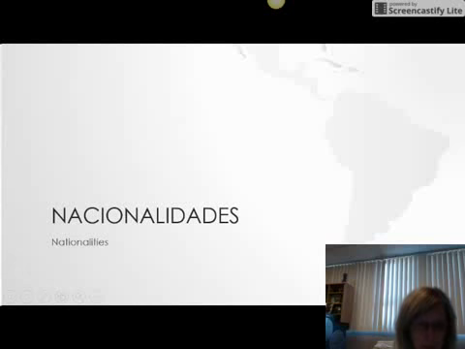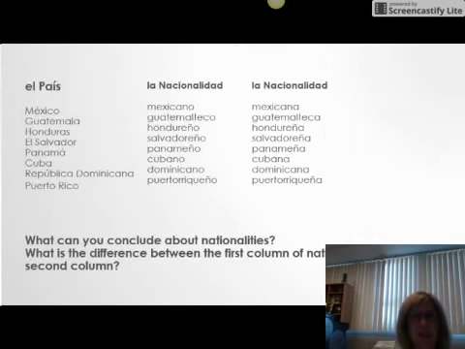So, clase, I want to do a lesson on nacionalidades for Unidad 1A. What we need to understand is with nationalities, number and gender matters. When I look at this screen that you're looking at right now, you see el país. El país means country, and then I've listed Spanish-speaking countries below that. Then we have la nacionalidad, which would be the nationality. So two different ways to see nacionalidad.